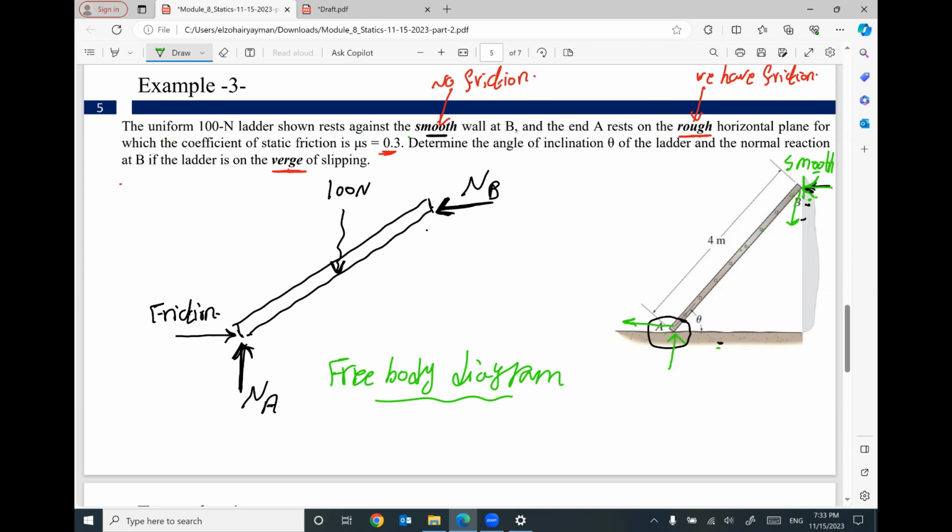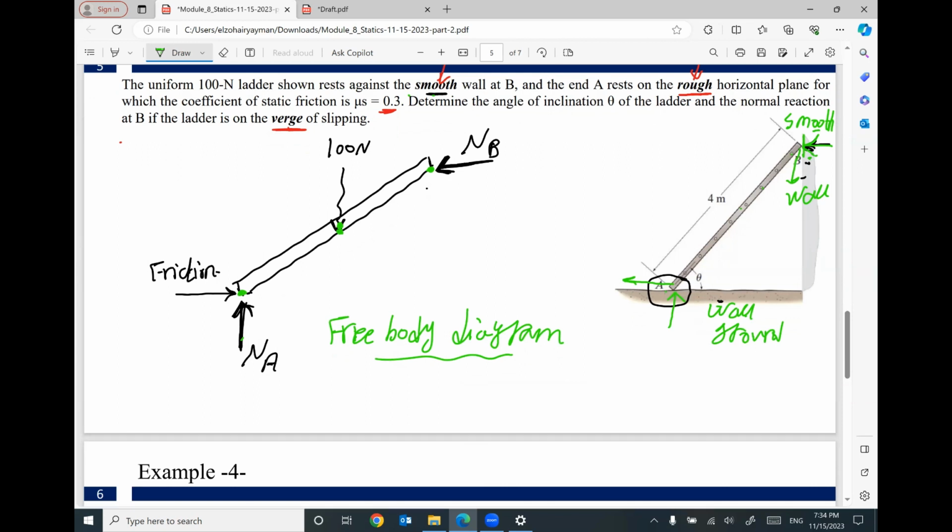One more time. I did not provide any friction force at B because it's smooth. I have the weight of the ladder, located at the midpoint, 100 Newton downward. At point A, I will have friction opposite to the direction of sliding. I have reactions perpendicular to the wall and the ground, capital NB and capital NA. Then I will start to solve this problem one by one.